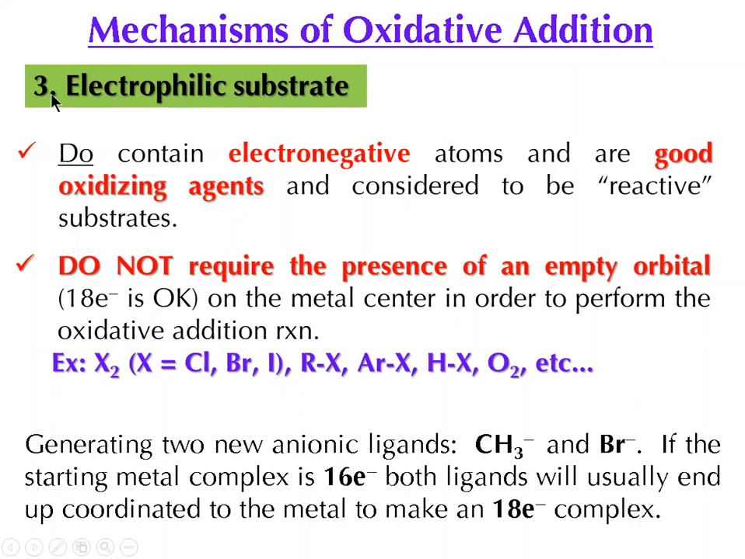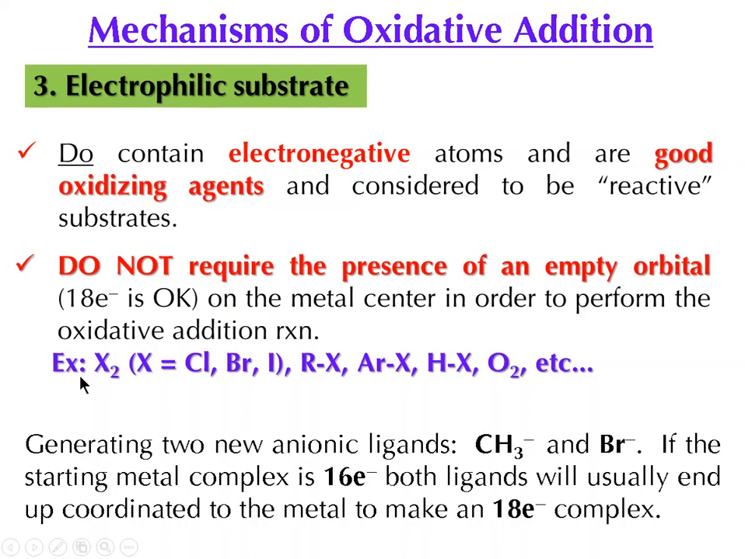The third type of substrate is the electrophilic substrate, for example CH3I or CH3X. It contains an electronegative atom, is a good oxidizing agent, and is considered to be a reactive substrate. So the electrophilic substrate is the most reactive in the oxidative addition, and the mechanism of the oxidative addition with electrophilic substrate is different. The oxidative addition in this case does not require the presence of an empty orbital, so this oxidative addition type is known for complexes of 18 electrons.